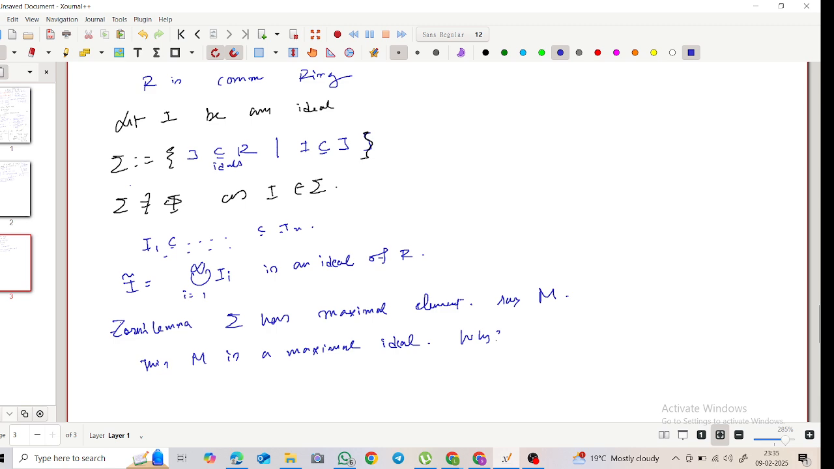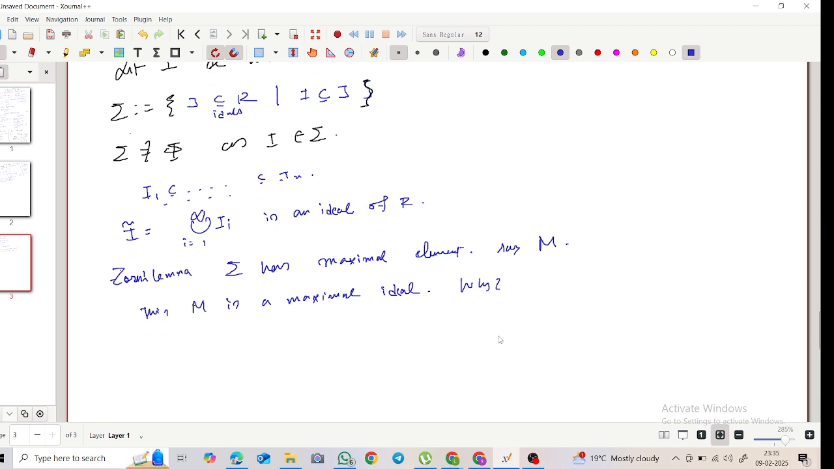This M is a maximal ideal. Why? Because if M is not a maximal ideal, then M is contained in some other proper ideal M prime of R. But I is contained in M, so I is contained in M prime. Thus M prime belongs to sigma, which contradicts the fact that M is the maximal element in sigma, because there is a bigger element in sigma than M. This is a contradiction. Thus M is maximal.